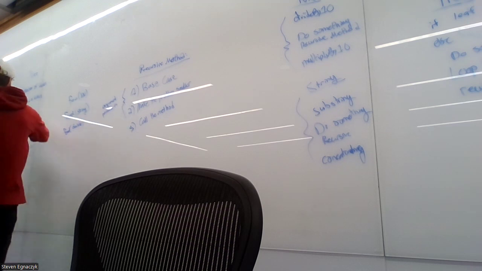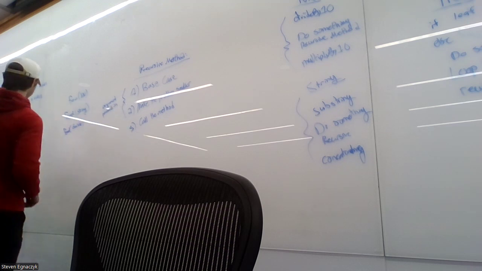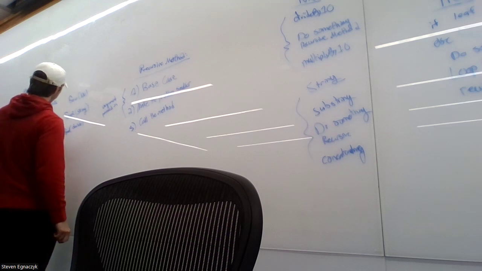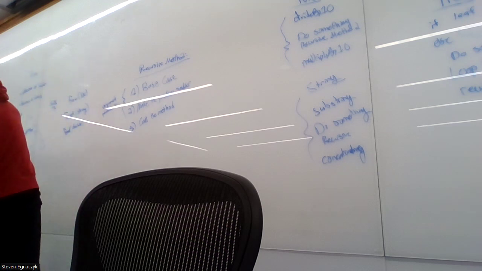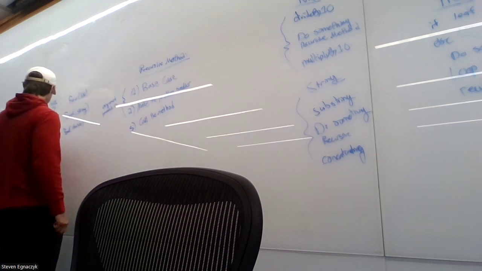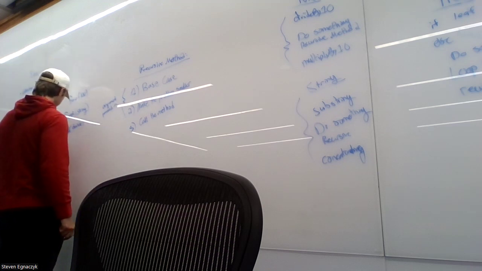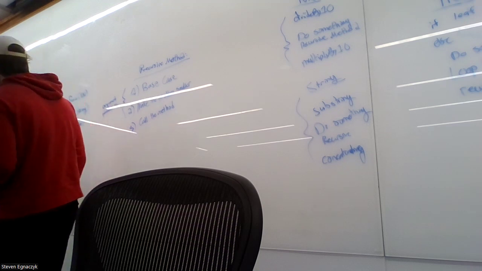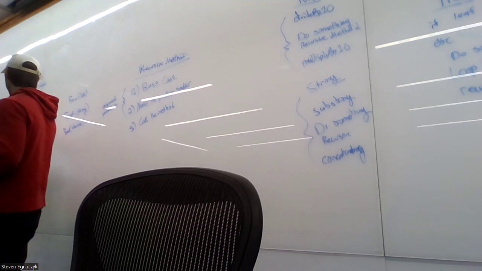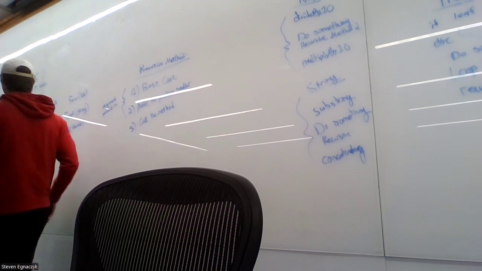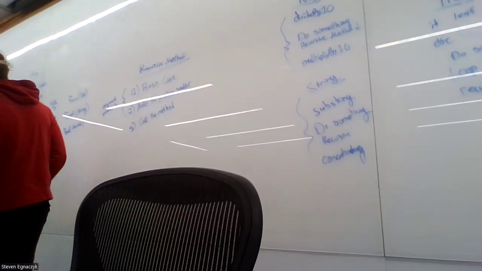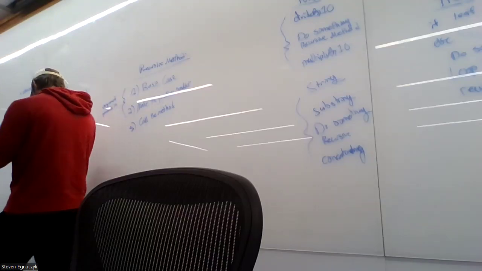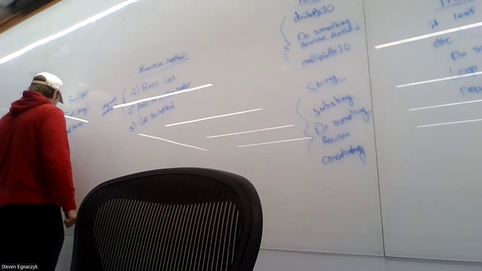The size of the tree is 1, 2, 3, 4, 5, 6, 7. The height is the longest path from the root to a node. So in this case, it would be 3. The length of any specific path includes the nodes that are given. So if this is, say, A, B, C, and I wanted to say what is the length of the path from A to C, it would be 2.